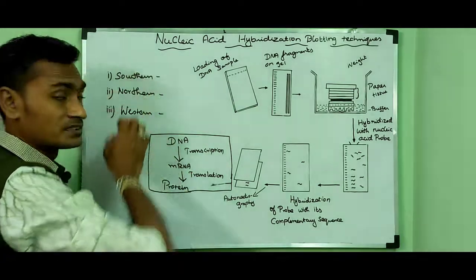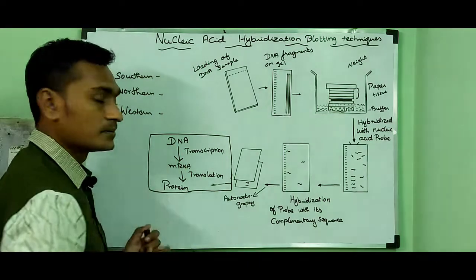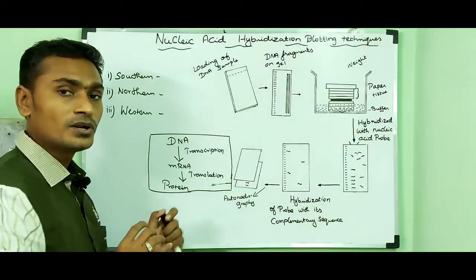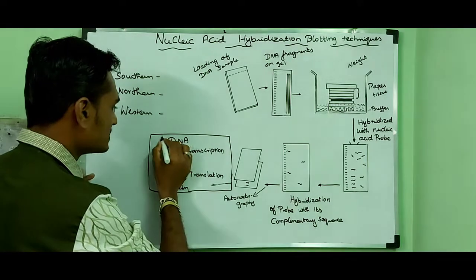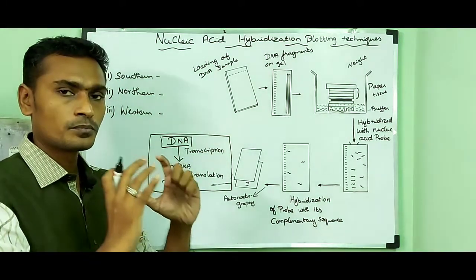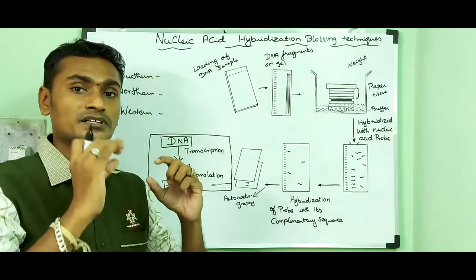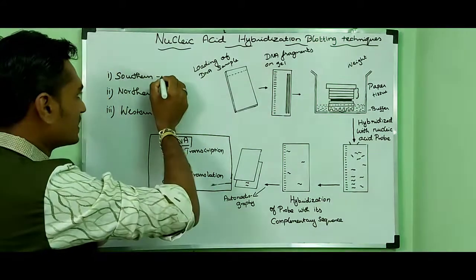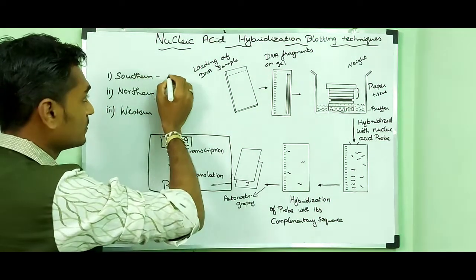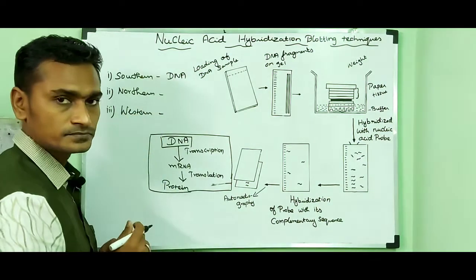So in southern blotting, we are able to blot DNA. Here the molecule of interest is a DNA molecule. We are able to blot the particular DNA which is responsible for the particular protein. So with the help of southern blotting, we are able to blot a DNA molecule.